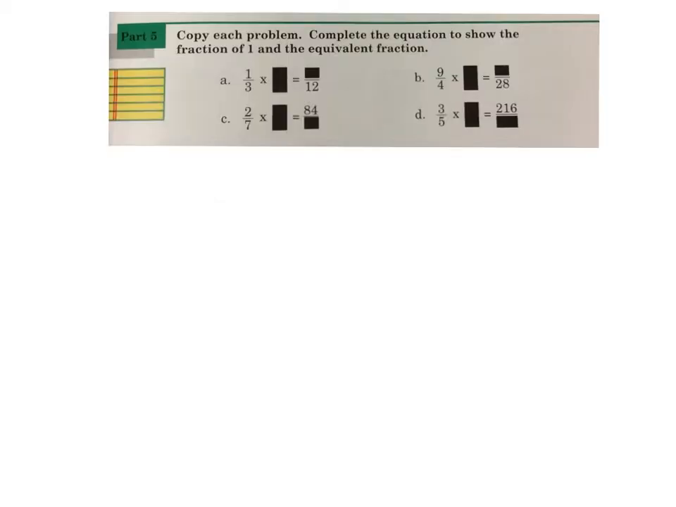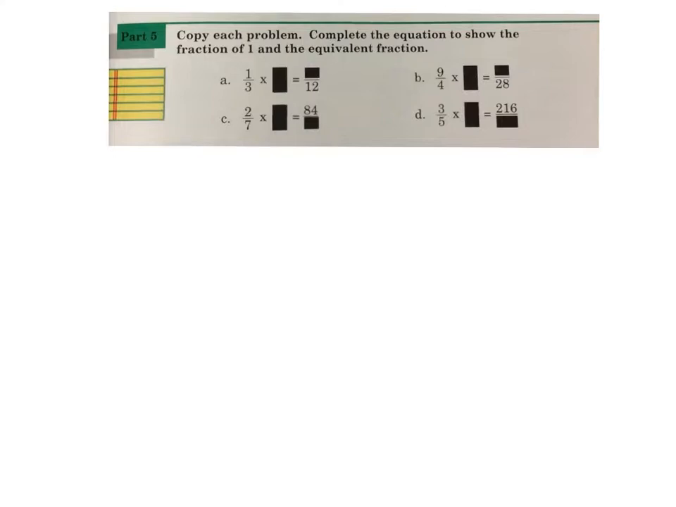So in order to solve for part 5, they've given us a fraction to start with, but only one number for the fraction to end with. So we need to figure out the fraction that goes in the middle. When I read the directions, it says to complete the equation to show the fraction of 1 and the equivalent fraction. Which means that I need to have a fraction that's equal to 1 and to figure out what the fraction is that we're ending with.